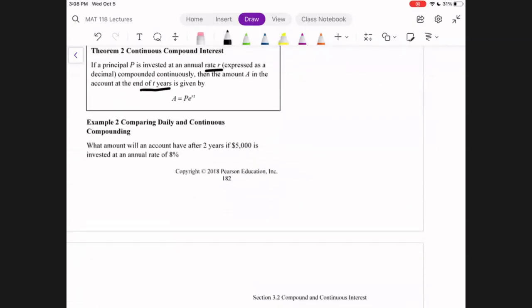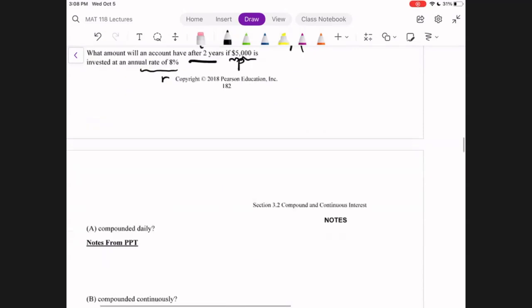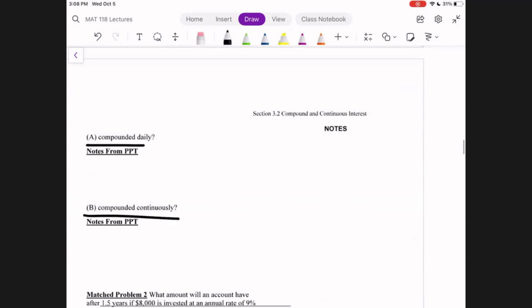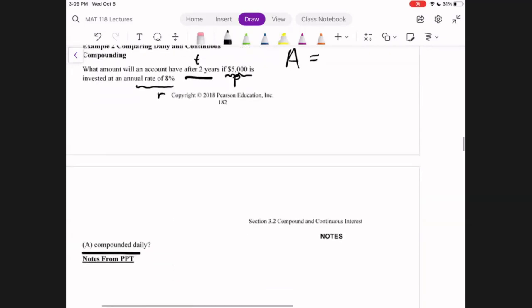So let's look at this first example. We have that, what amount will the account have after 2 years? So that's your T. If you have 5,000 that you invest, so that's your P. And the annual rate is 8%, so that's your R. So remember we have this equation here for this is compounded continuous. Oh, so this says compounded daily, compounded continuous. So let's move everything down here first. So let me write down stuff. Your T is 2. Your P is 5,000. And your R is 0.08.